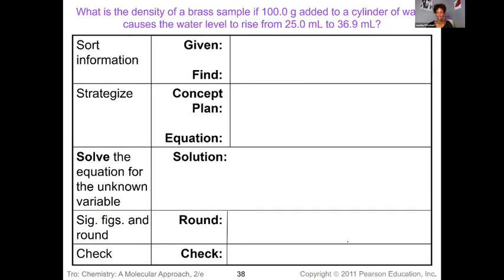Let's try another problem. So this problem says, what is the density of a brass sample if 100 grams added to a cylinder of water causes the water level to rise from 25 milliliters to 36.9 milliliters? So again, here we're asked to solve for the density. So density is equal to the mass divided by our volume.